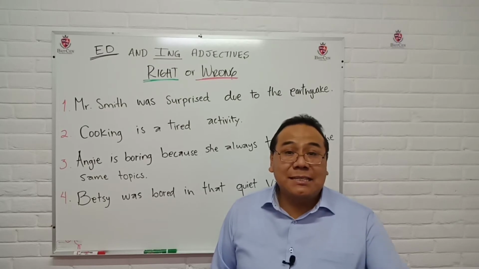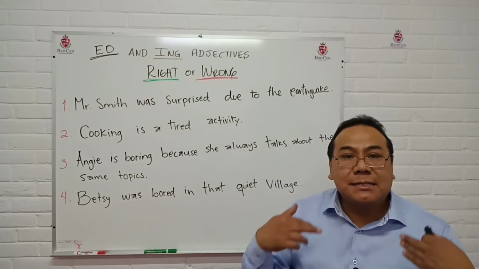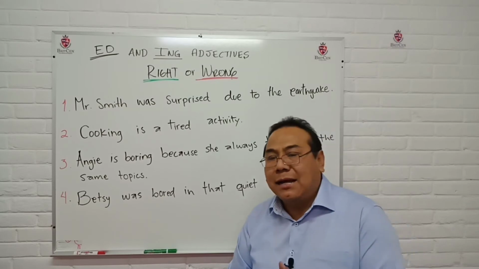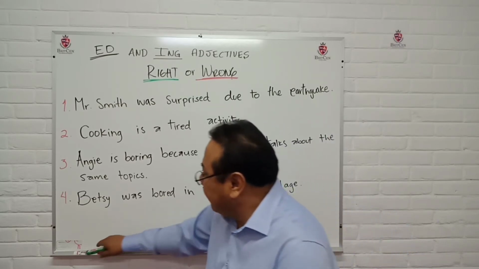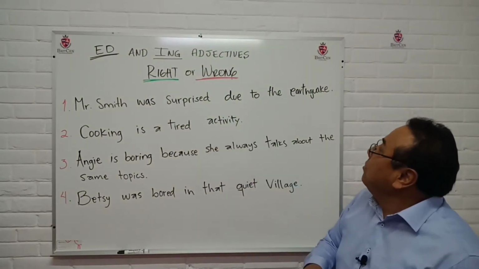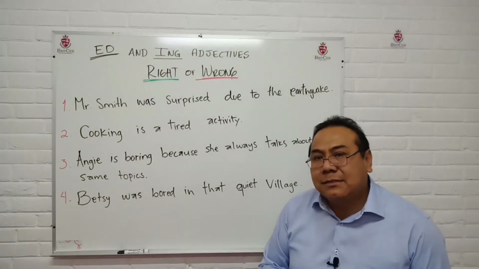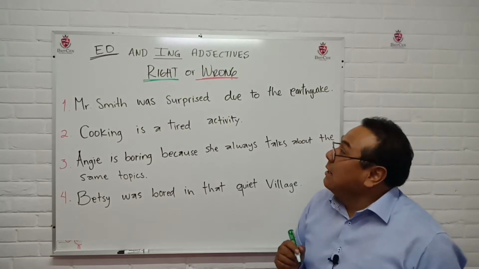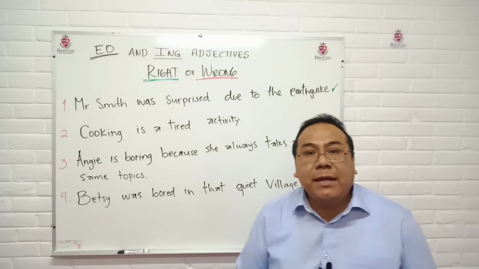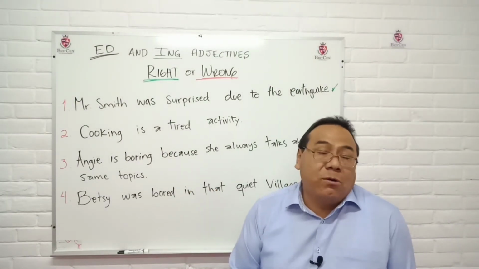Okay, so let's decide if these sentences are right or wrong, based on the previous explanation of ed and ing adjectives. Let's read the first one. Mr. Smith was surprised due to the earthquake. Okay, this sentence is, yes, right, because due to the earthquake, Mr. Smith was surprised. He felt surprised or in shock.